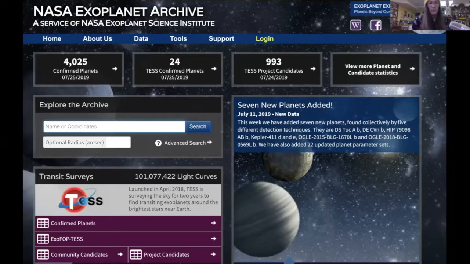Right now, this slide says we've confirmed 4,025 exoplanets as of July 25th, 2019. But as of today, we've actually confirmed 4,144 exoplanets. So in the last 20 years or so, we have discovered 4,144 exoplanets, which is amazing. It's an amazing time to get into astronomy, to be curious about life out there, because we are doing the right things to try and find exoplanets around other stars.